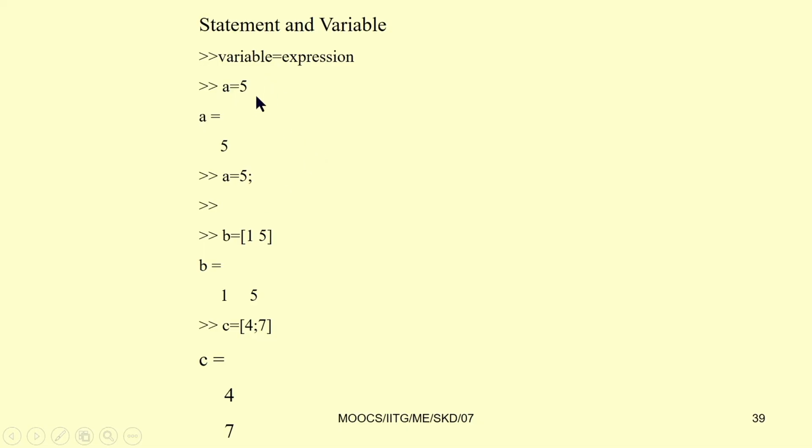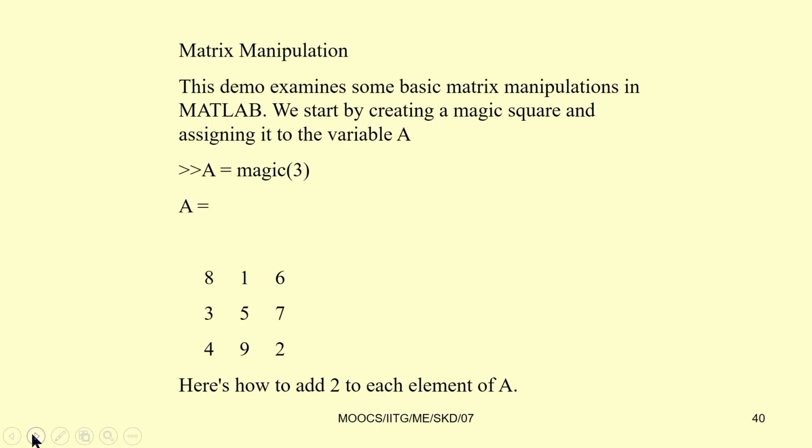Here some examples are given. For example, a equal to 5: if you are not putting the semicolon, it will display like this, a equal to 5. If you are putting the semicolon, it will not display. It is written b equal to 1 5, so if the semicolon is not there, it is displaying 1 5. If you are writing c equal to 4 semicolon 7, this will display like this, 4 7. So, here you are writing a row vector. This way you can write one column vector. And this way you can write some matrix also.